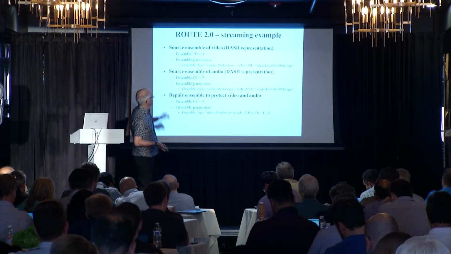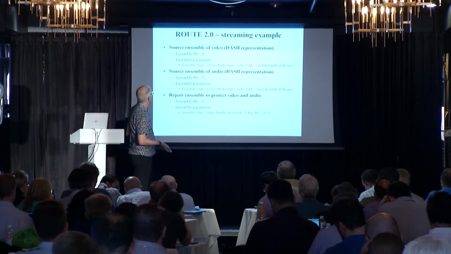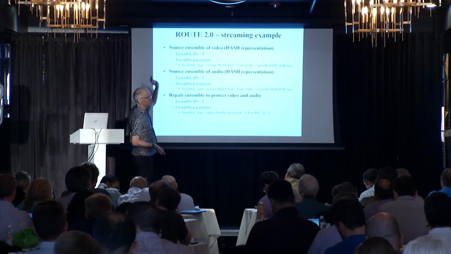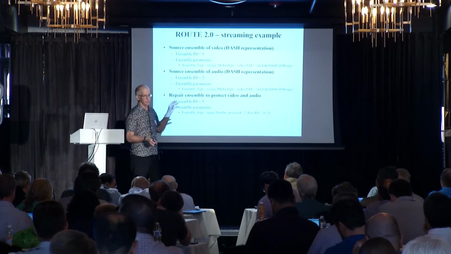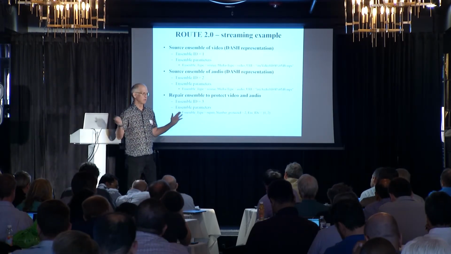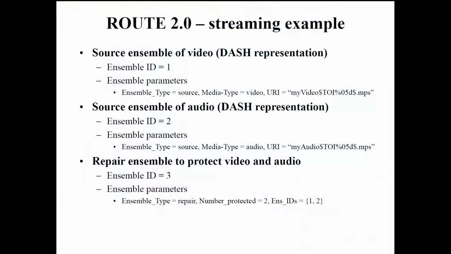So here's an example just to kind of see what's going on. Let's suppose this is a streaming example. So this is, for example, when you wanted to deliver a DASH stream using ROUTE, which is one of the things it's designed to do. So you might have one source ensemble of video, which really corresponds to a DASH representation. It has an ensemble ID 1, and it has some ensemble parameters saying it's a source ensemble, it's video, and here's how you generate the URIs for each segment in that video stream.